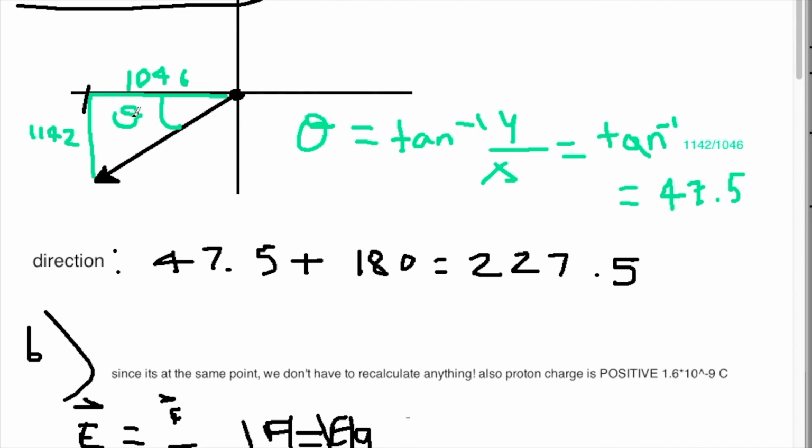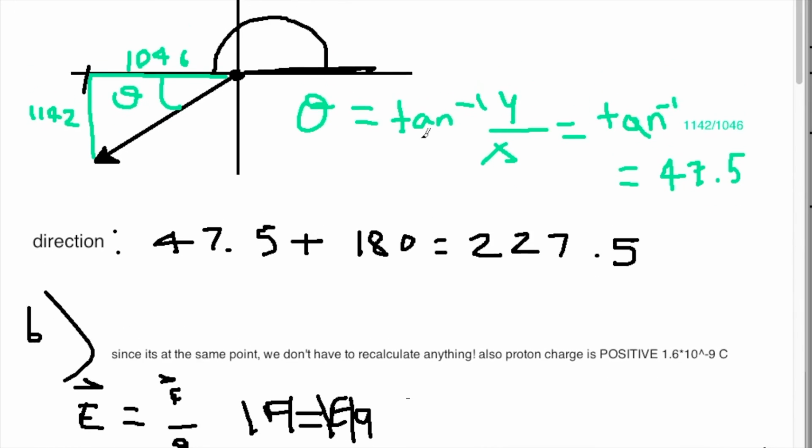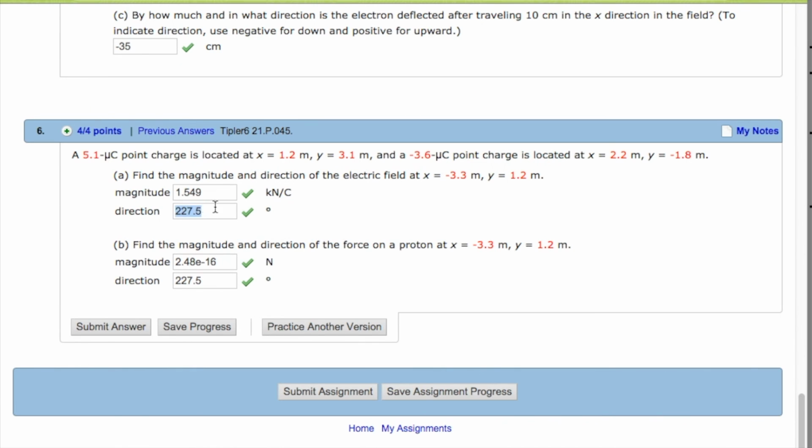So if we want to find this angle, you can just do simple tan inverse opposite over adjacent. This is the opposite over this adjacent. 1142 over 1046, and then you'll get 47.5. But it's asking for the total direction, so you have to take it into account from this. So you'll get 180 plus this. I'm pretty sure there's another way to directly jump to this angle, but this way is better for me. So that's how you got that.